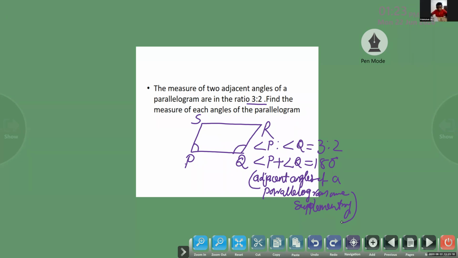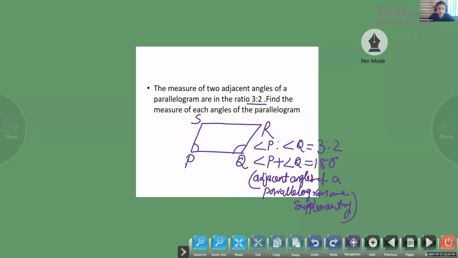We cannot simply take 3 plus 2. Wait, I will explain. It is given that the ratio is 3:2. The angle is not 3 and the other angle is not 2. Their ratio is 3:2.